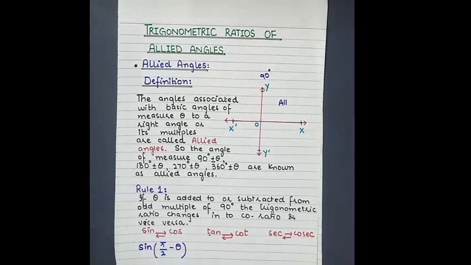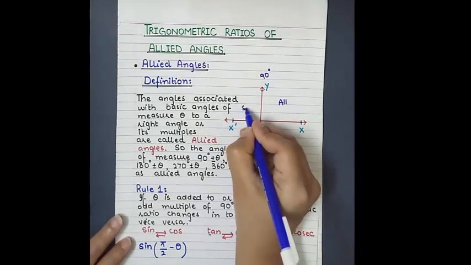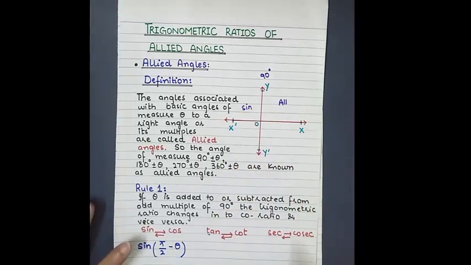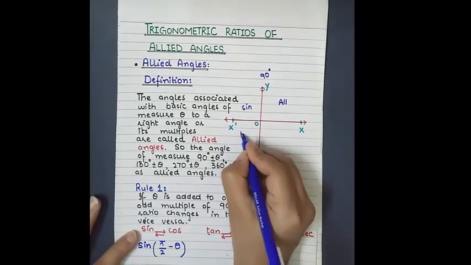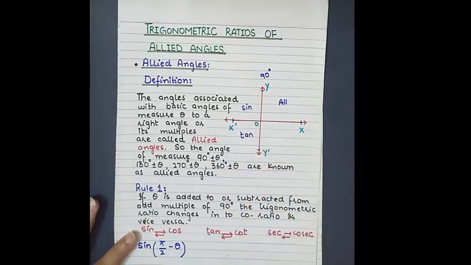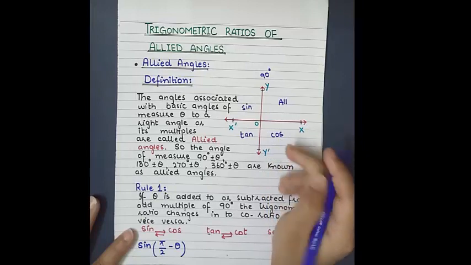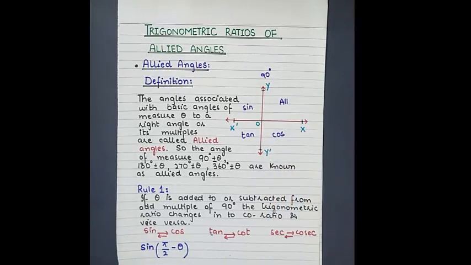In the second quadrant, sine and its co-ratios are positive. In the third quadrant, tan and its co-ratios are positive. And in the fourth quadrant, cos and its co-ratios are positive. I have made a complete video regarding the signs of these trigonometric functions. I have dropped the link in the description box. So this is pi by 2 minus theta. It means it lies in the first quadrant.